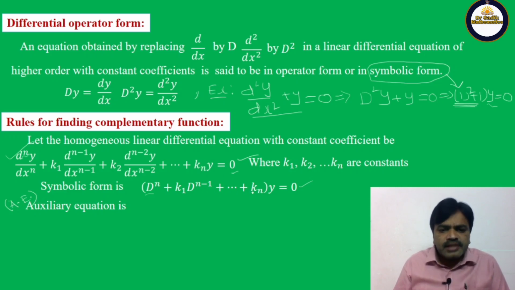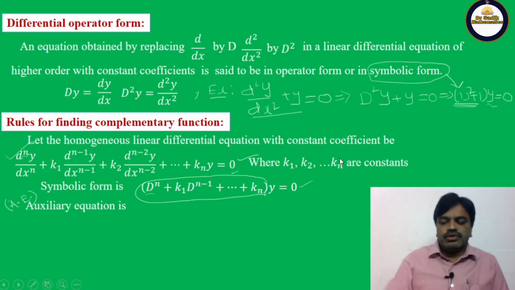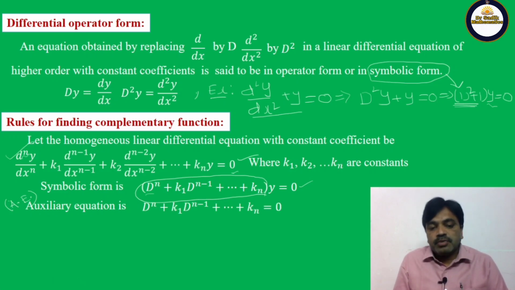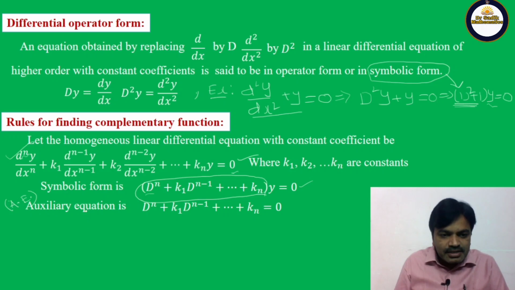Auxiliary equation is nothing but the coefficient of y equal to 0. Let us say, D power n plus k1 D power n minus 1 plus and so on plus kn is equal to 0, because it is an equation. Friends, please remember it is an equation. Once again, auxiliary equation means the coefficient of y is equal to 0.